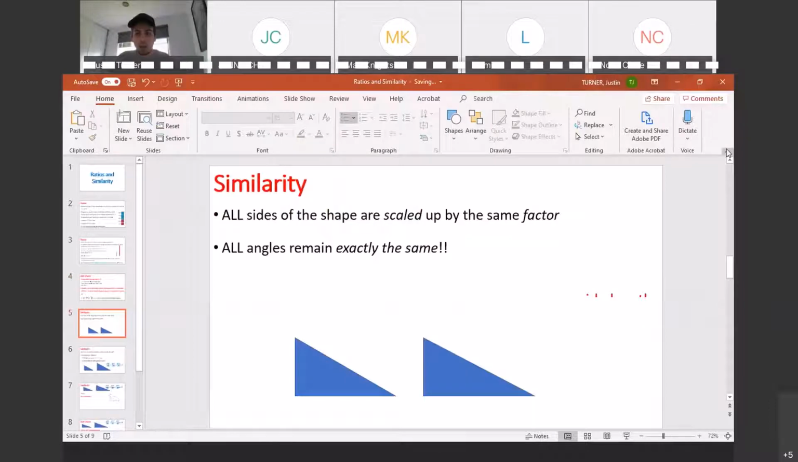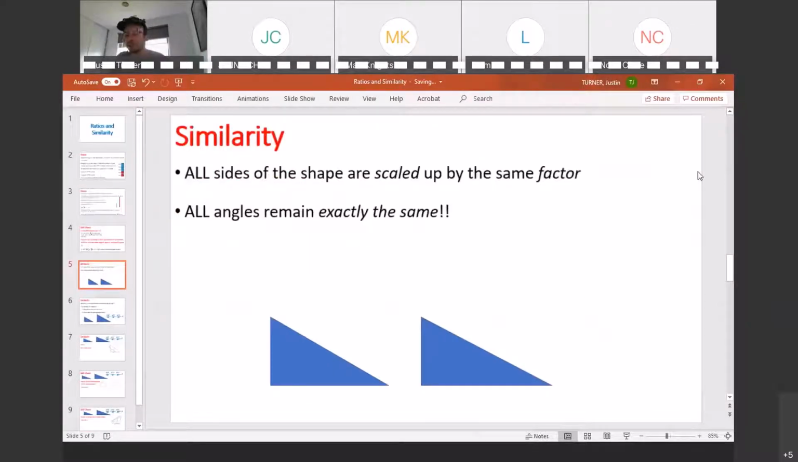Now that we've refreshed ourselves on ratios, we can look at similarity. So in words, similarity is when all sides of a shape, it doesn't have to be a triangle, but often we do look at similar triangles, are scaled up by the same factor and all the angles remain the same.